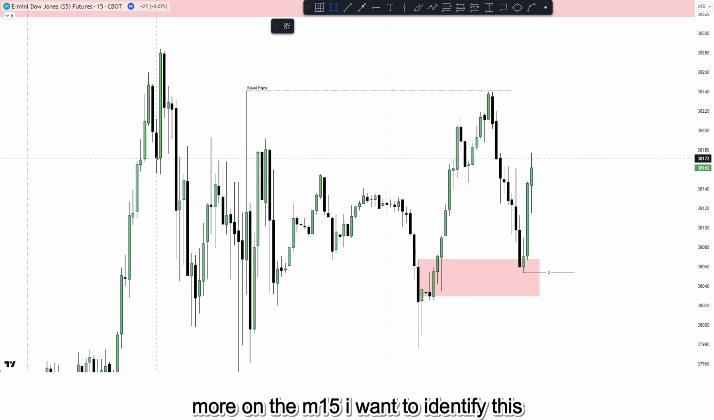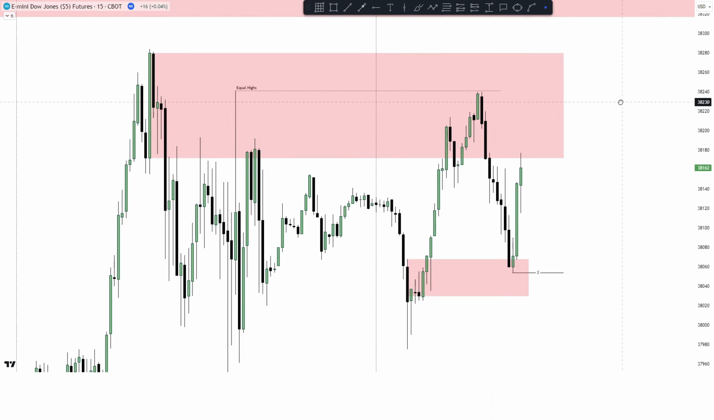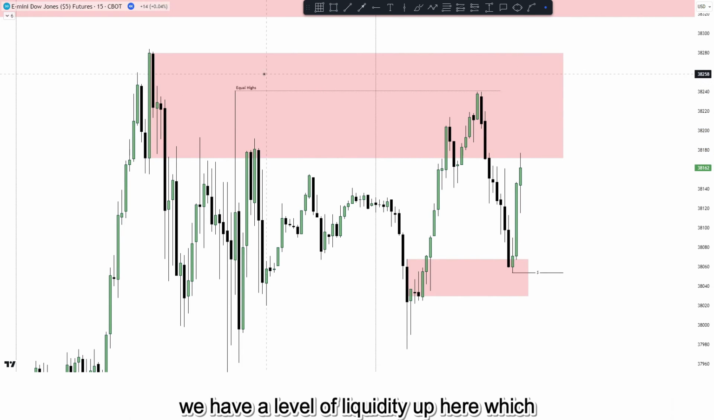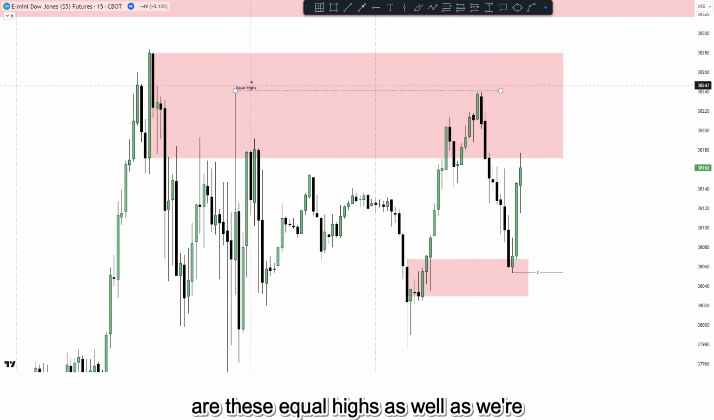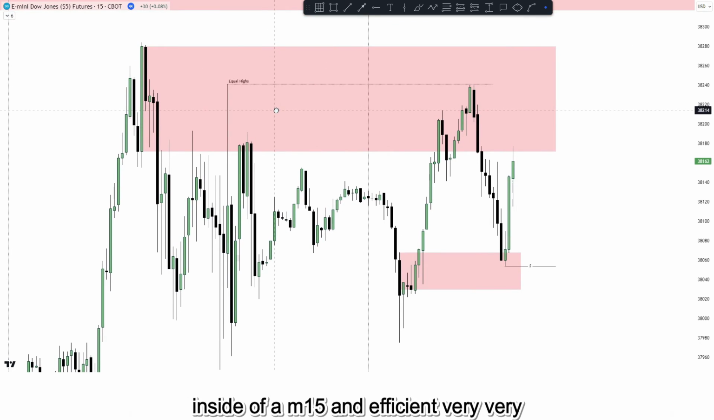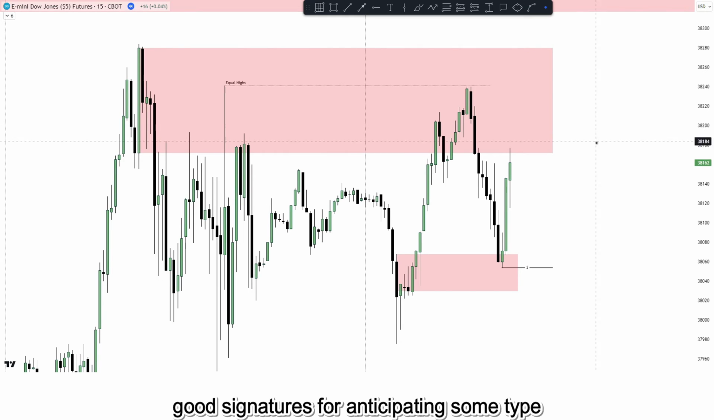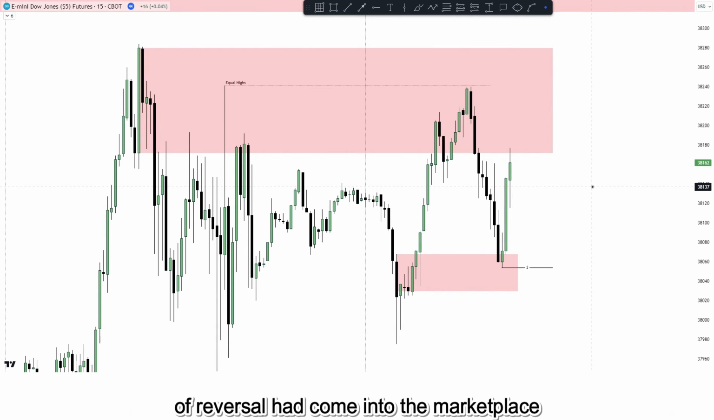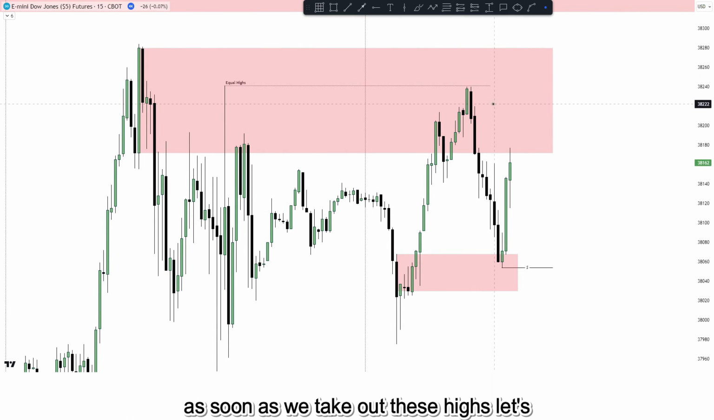Coming down even more on the M15, I want to identify this bearish order block as well. So we have a level of liquidity up here, which are these equal highs, as well as we're inside of a M15 inefficiency. Very, very good signatures for anticipating some type of reversal to come into the marketplace as soon as we take out these highs. Let's see how this then plays out.